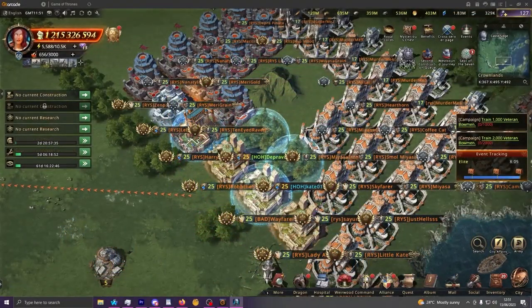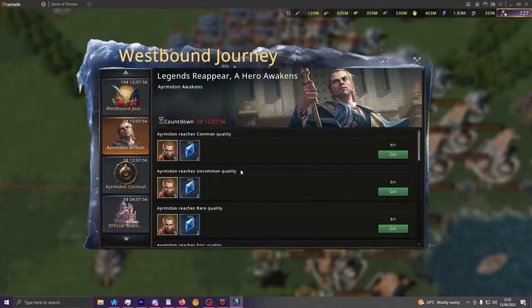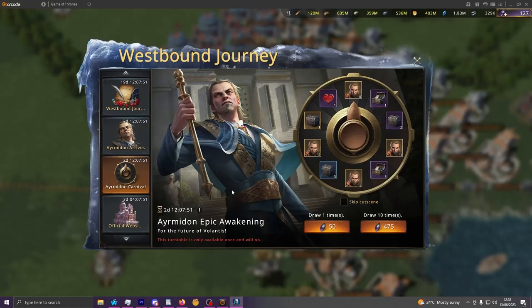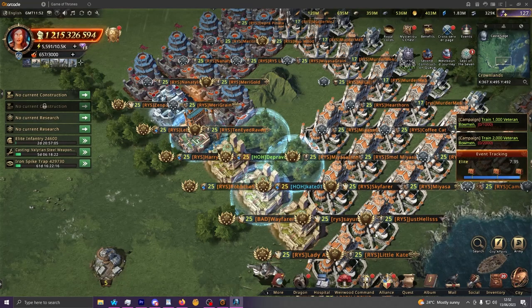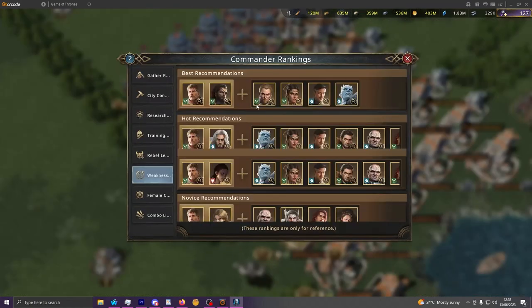Final mystery events in Westbound Journey have been released, and as anticipated, two of the three are tied to Ayrmidon's release. So you have here his milestone bonuses for his unlock, and also his unlock wheel here. Now, he was being anticipated very heavily. We knew going in that he would be a weakness synergy commander, because he's been listed here in the weakness lineup under commander rankings for quite a while now.